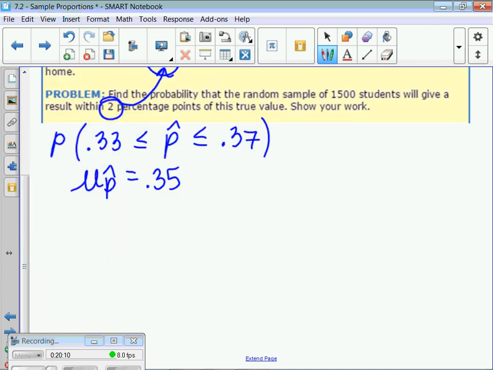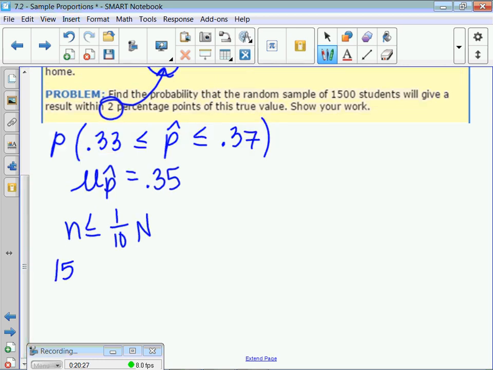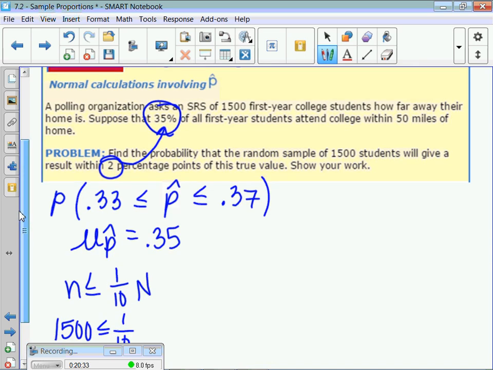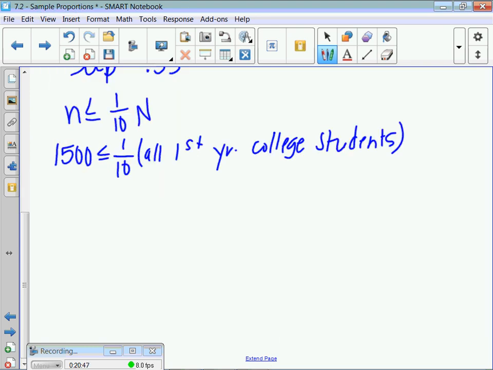All right, the next thing we would find is the standard deviation. However, you always check the 10% condition anytime you're doing the standard deviation formula. All right, so Matt, what is little n in this problem? It is 1,500. And Bert, what's the population we're talking about in this problem? Yep. All right, so 1,500 is less than a tenth of all. Yeah, that's got to be true, right? There's a ton of first-year college students.